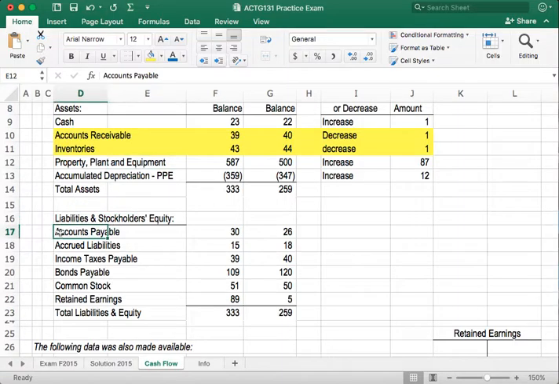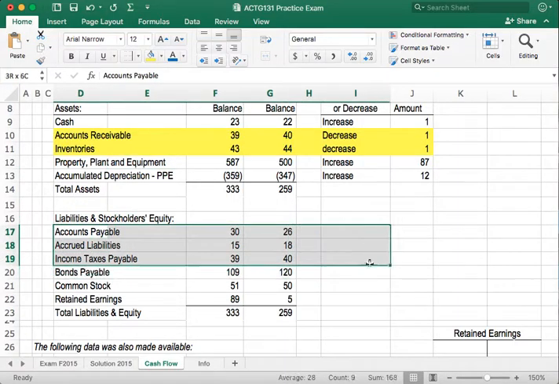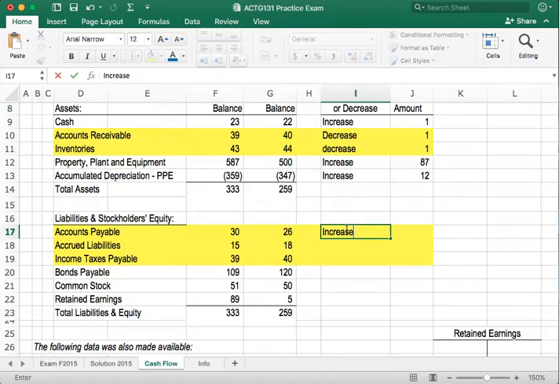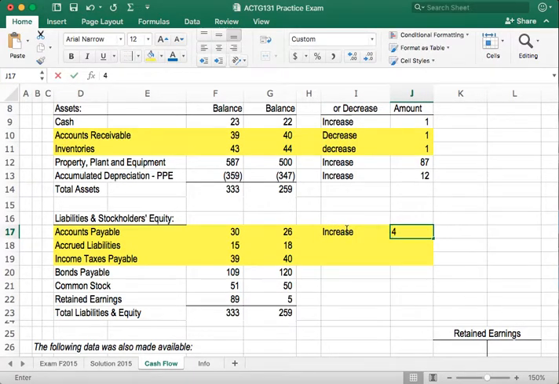Let me do that first for the liabilities, and these are current liabilities: accounts payable, accrued liabilities. Accrued liabilities would be something like salaries payable, rent payable, and then we have our income tax payable. Everything else, bonds payable, as I said, is a long-term liability. Common stock is equity. So we're moving from 26 to 30. That's an increase. And that increase is 4,000.